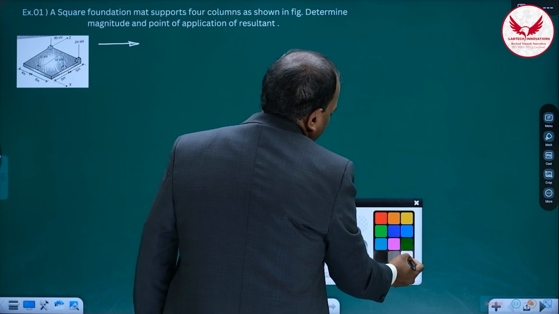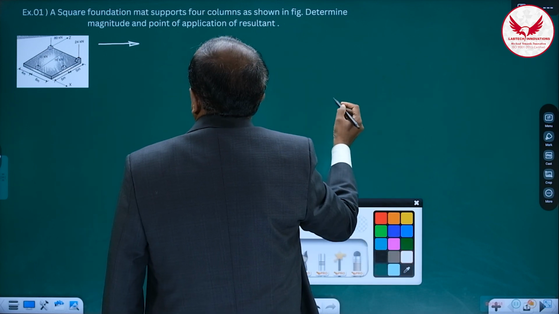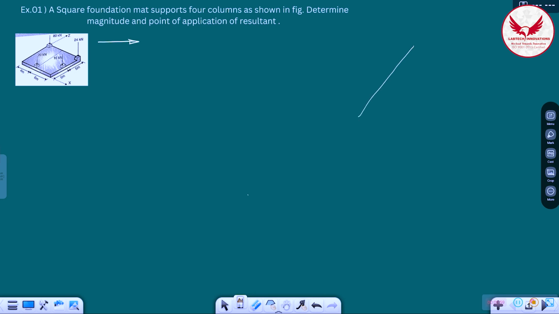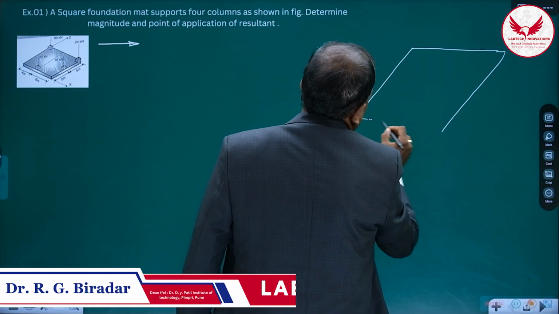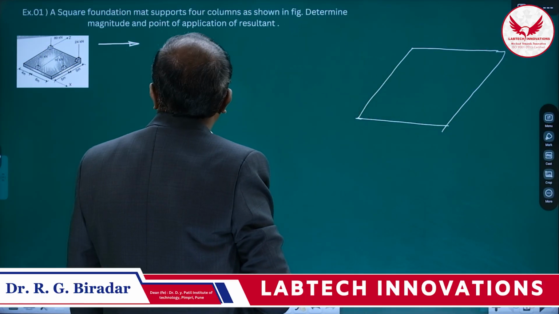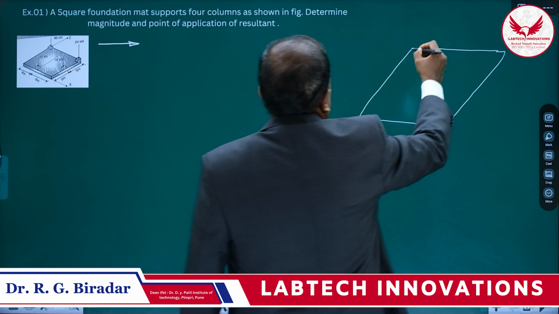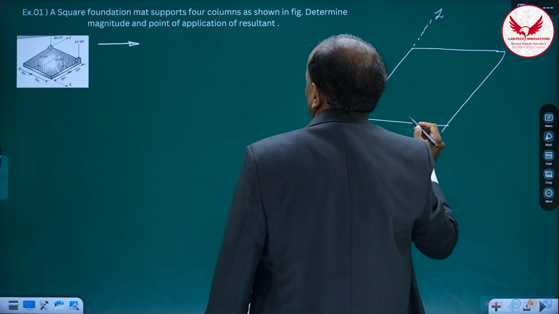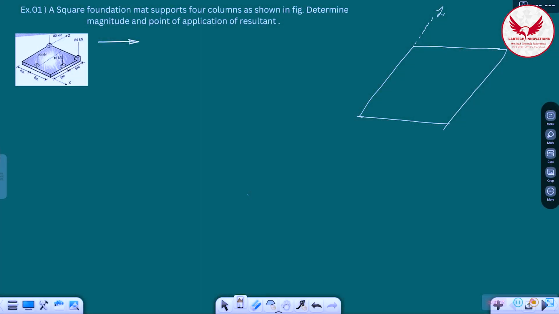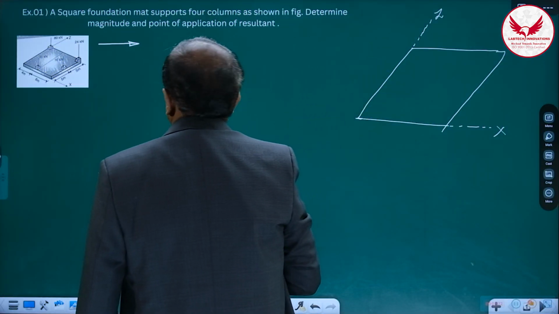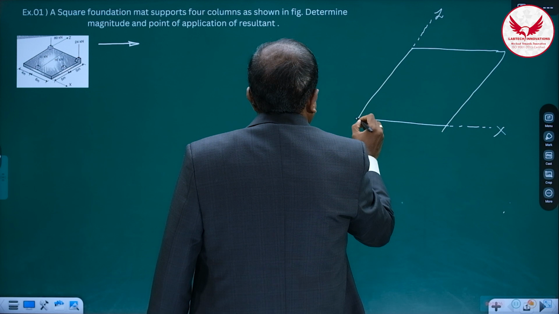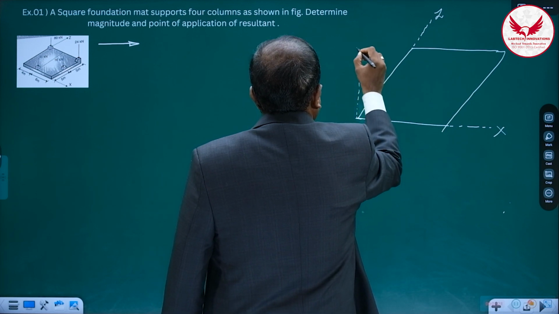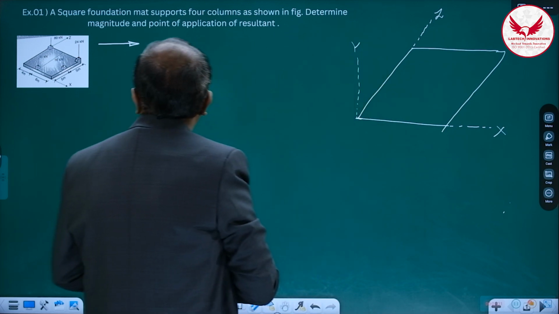Observe it very carefully that it is a square foundation mat. Means it is going to be a square, so in 3-dimensional, it will be like a rhombus. And now, it is shown that this is the z-axis. And along this line, it is the x-axis. Hence, the perpendicular to it will automatically be the y-axis. So you have to draw this sketch.